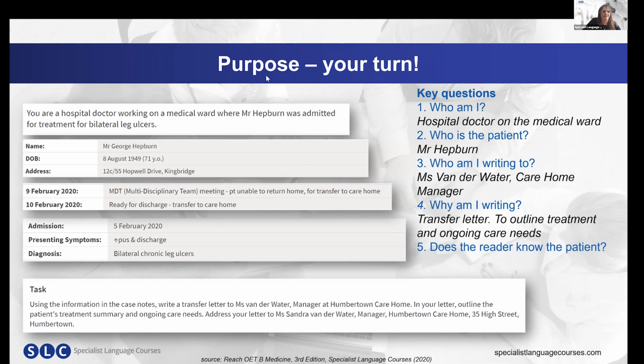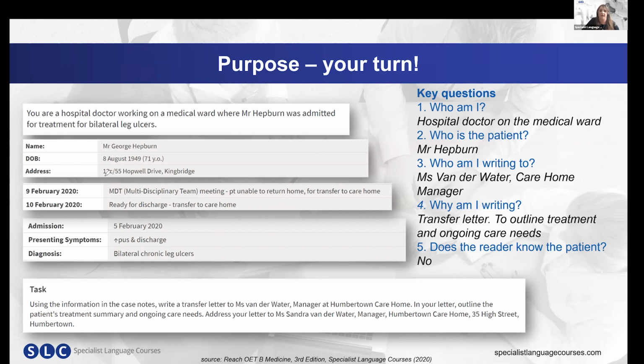Great. So everybody, I've got a resounding no from everybody, which is great. That is exactly right. Our answer is no. There is no existing relationship between them. How do we know this? So first of all, it's a transfer letter. So we can think that probably if it's a transfer letter, then the reader probably hasn't met the patient before. But then we need to check and make sure our assumption is correct.